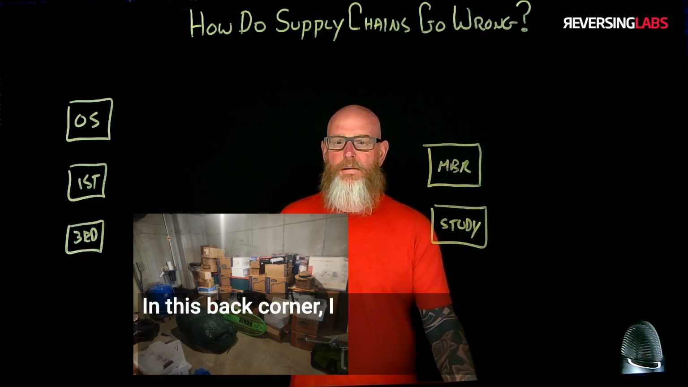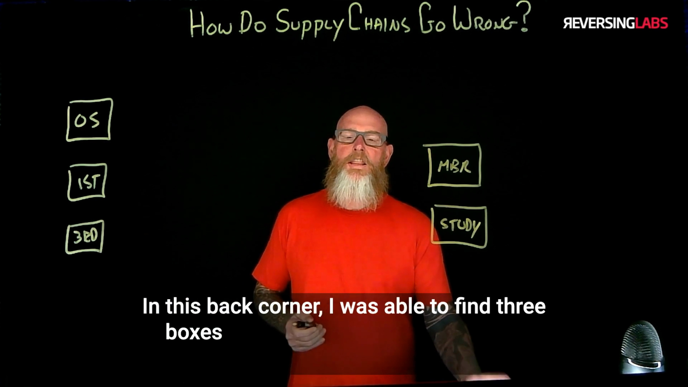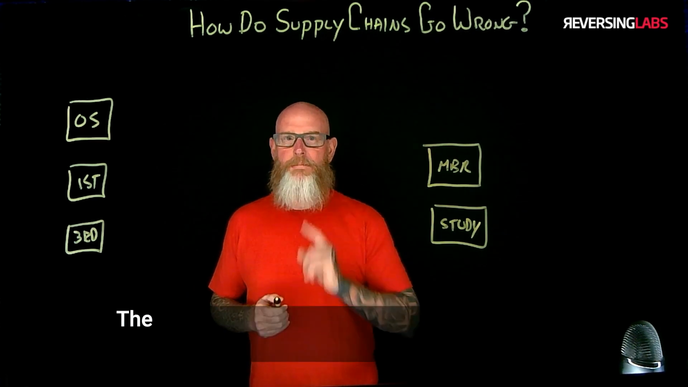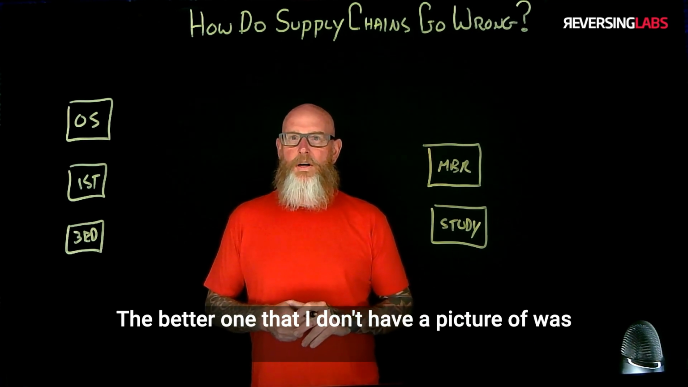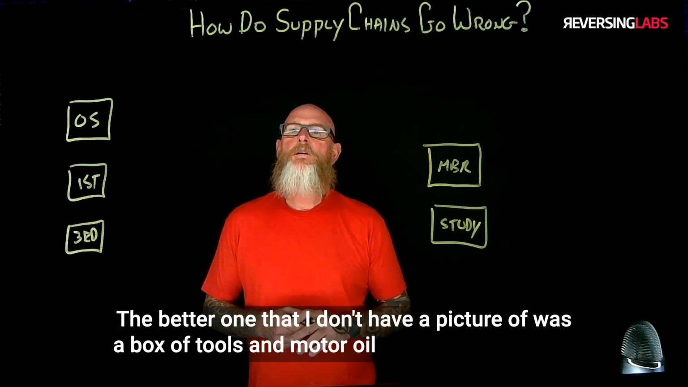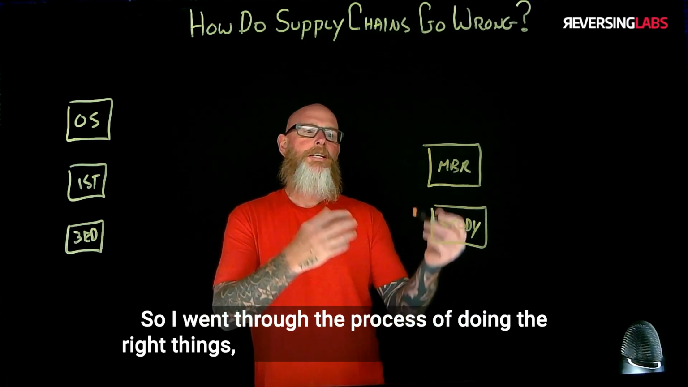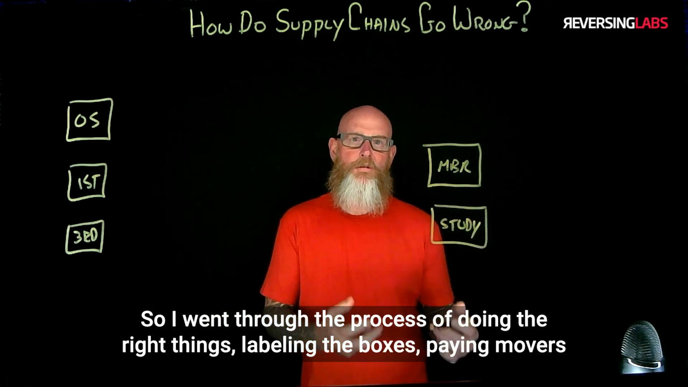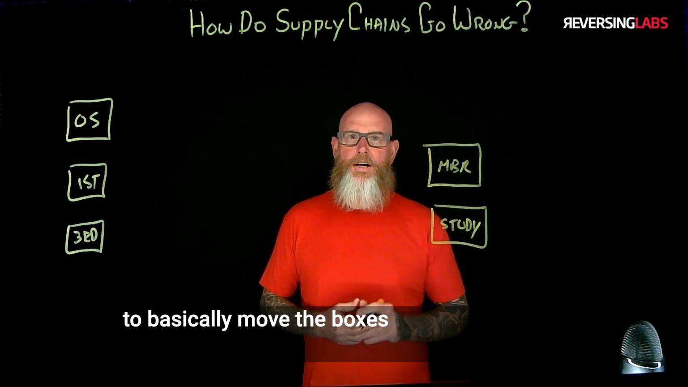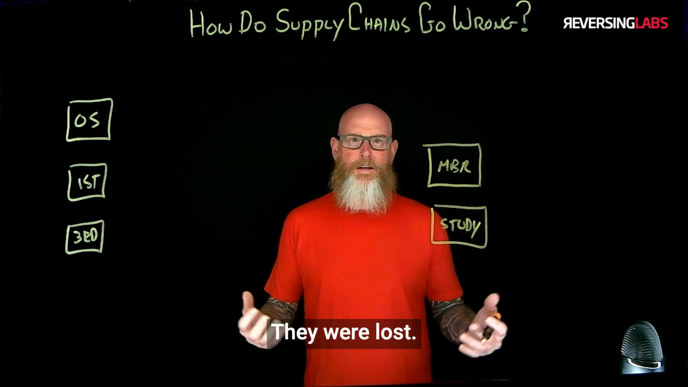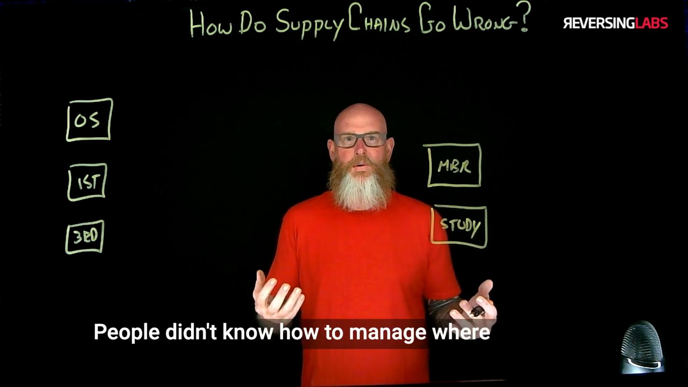In this back corner, I was able to find three boxes that were meant to go to the kitchen in the basement in the back corner. The better one that I don't have a picture of was a box of tools and motor oil that was in my bedroom. So I went through the process of doing the right things, labeling the boxes, paying movers to move the boxes to the appropriate room, but they appeared in the wrong spot. They were lost. People didn't know how to manage where they went.